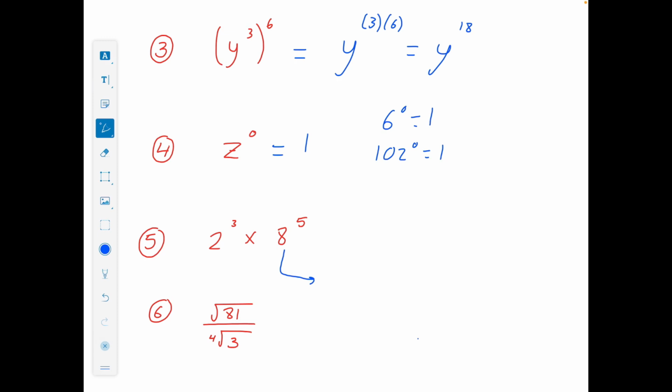So what I'm going to do is a little bit of rough work down here. I want my bases to be the same. So I want to write 8 as 2 to the power of something. If you do a little bit of playing around with your calculator, you'll find out that 8 is the same as 2 to the power of 3. So I rewrote 8 as 2 to the power of 3.